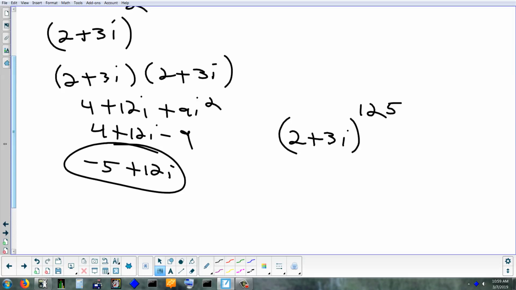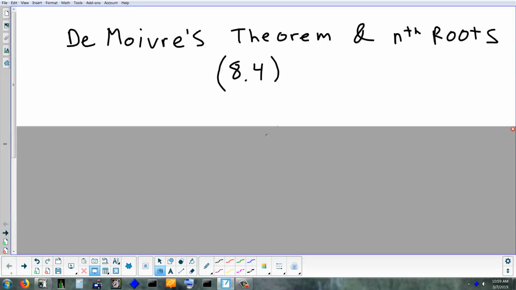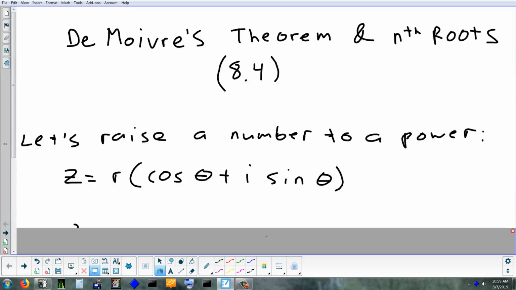If we can write this in trig form, you can do this problem just as fast as you can do that problem. Doesn't make any difference. So that's a huge advantage of trig form in this case. So we're going to look at a pattern, not really a proof, just see if we notice a certain pattern and then generalize it to raise something to any power that we want.